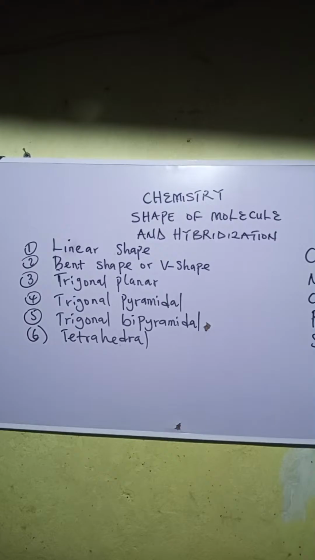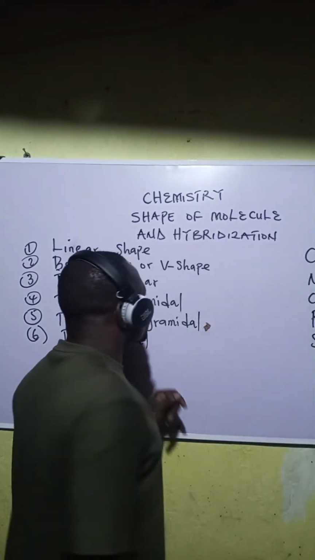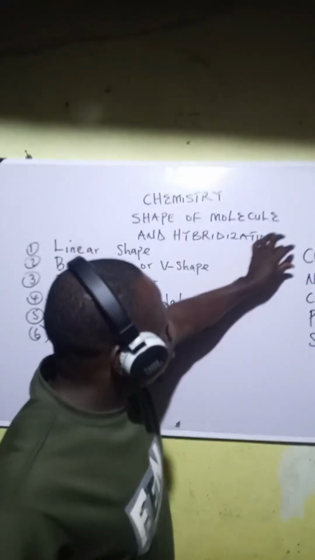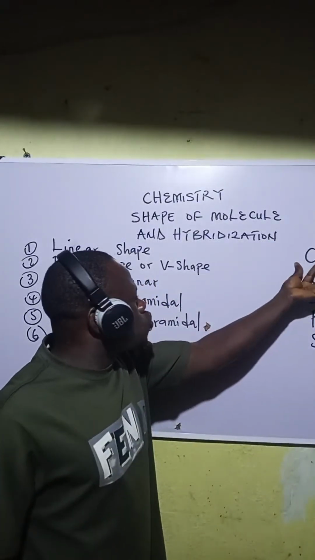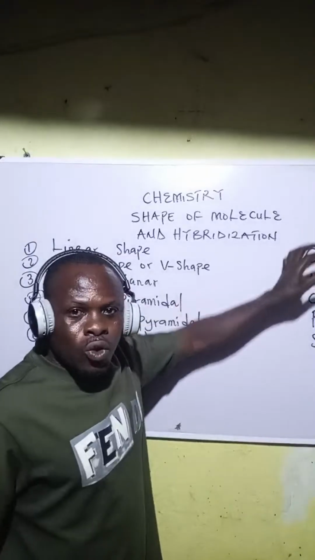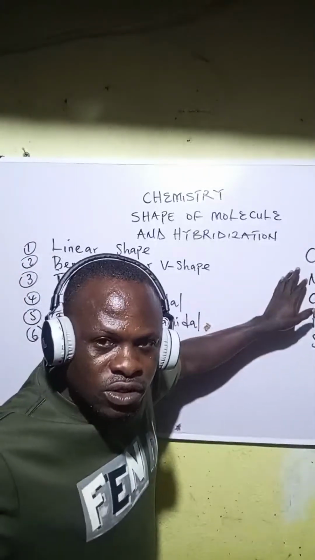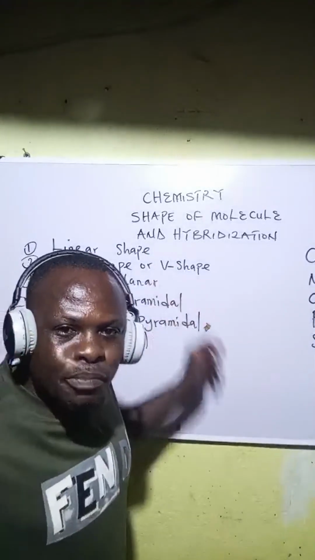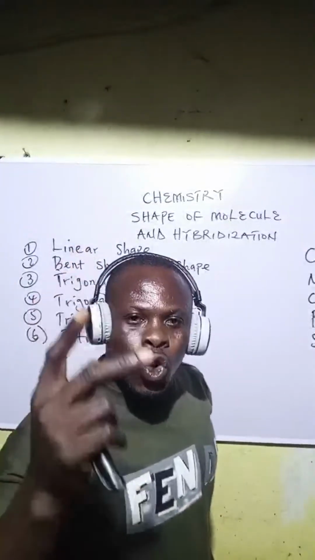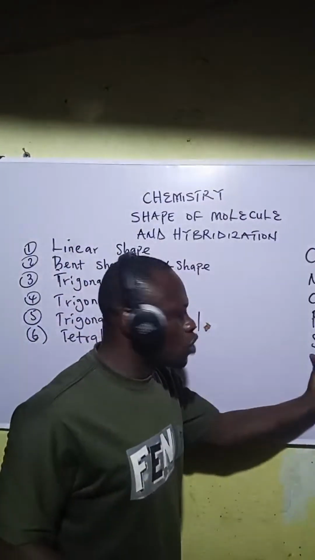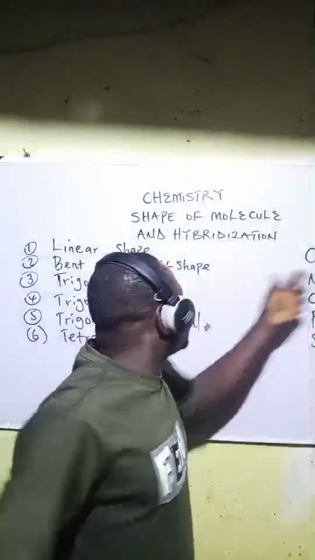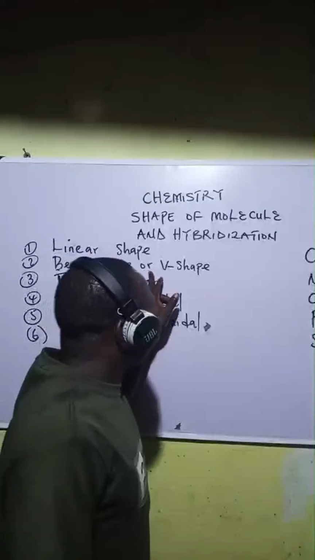All right. Now let's look at linear shape. If a shape is linear, how is it? If you have only two elements, one of the elements having two atoms, it will be either linear shape or bent shape. I repeat myself. If you have two elements attached together, and one of the elements has two atoms, it means that it will either be linear shape or bent shape.